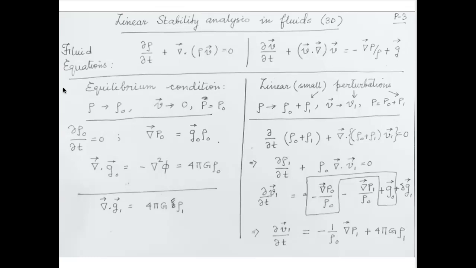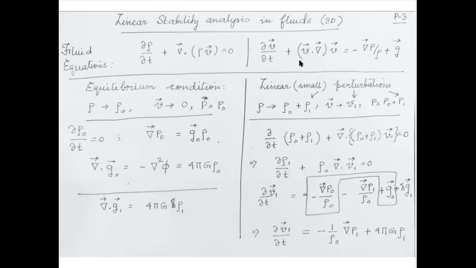Now, if I consider the equilibrium condition, what is the equilibrium here? The equilibrium will be like the fluid is not moving, the velocity is zero. It has a pressure, which I call P0, and has a density, which is rho zero. So if I put this back in these two equations, here I directly see that v is zero, which means that I just get del rho zero by del t equals zero. So the density doesn't change with time if it is in equilibrium. The mean density doesn't change with time.